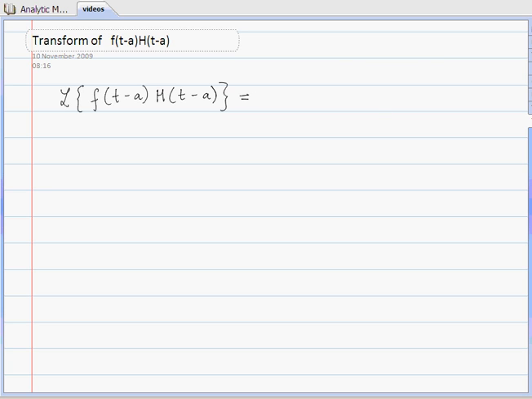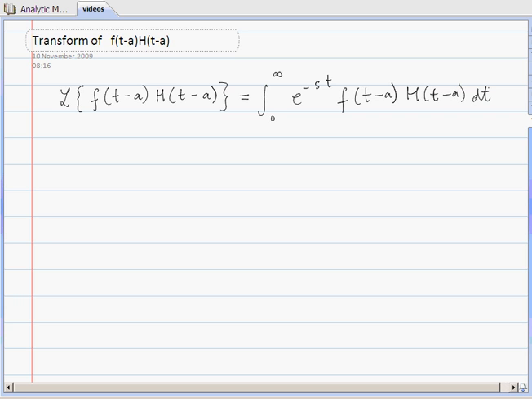Okay, so this is one of the properties of the transform that's on your table of Laplace transforms, and it can be proved by just resorting back to the original definition of the transform in terms of the integral. So we have the integral of the product of the exponential with the function that we're taking the transform of.